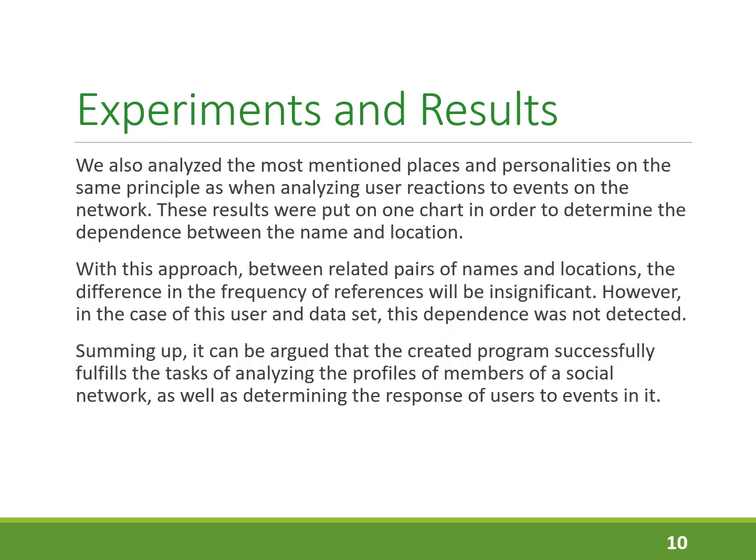We also analyzed the most mentioned places and personalities on the same principle as when analyzing user reactions to events on the network. These results were put on one chart in order to determine the dependence between name and location. With this approach, between related pairs of names and locations, the difference in the frequency of references will be insignificant. However, in the case of this user and dataset, the dependence was not detected. Summing up, it can be said that the created program successfully fulfills the tasks of analyzing the profiles of members in a social network, as well as determining their responses to the events inside the network.